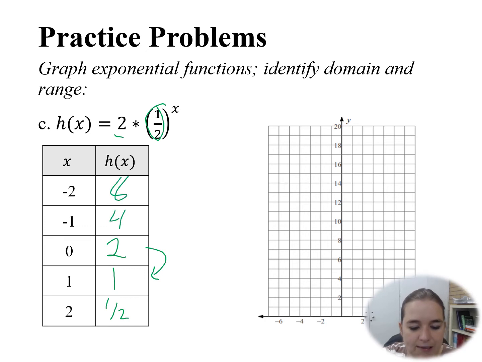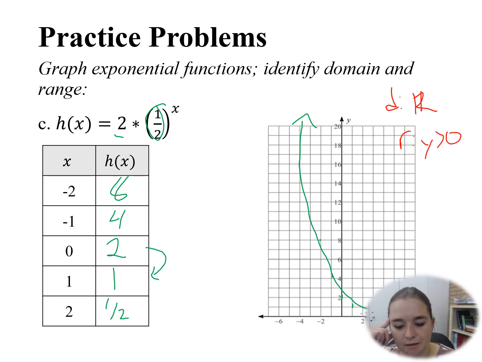When I do that, I get my table here, and so I can fill in my values. I have -2, 8, -1, 4, 0, 2, 1, 1, and 2, 1/2. I can connect the dots with a nice curve. And again, I see that I'm approaching 0, but I don't reach it. If I were to write the domain and range, the domain is that idea of all real numbers. My range, my y values are always greater than 0. I have that invisible line, that asymptote at 0.